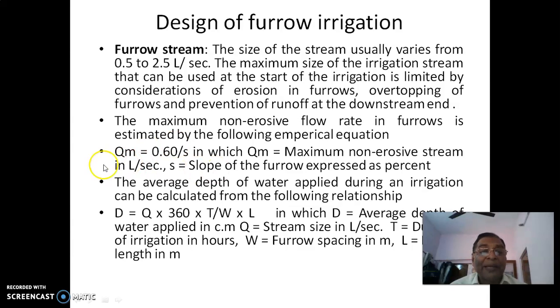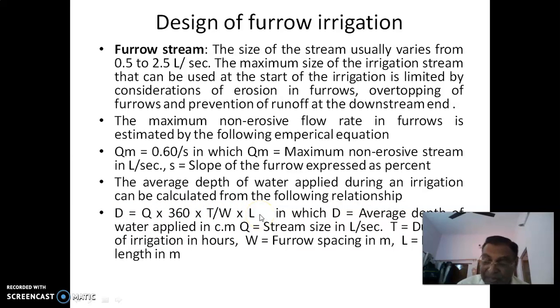That is the thing. The average depth of water applied during an irrigation can be calculated from the following relationship: D = (Q × 360 × T) / (W × L). D is the average depth of water applied in centimeters, Q is the stream size you want to select in liters per second, T is the duration of irrigation in hours, W is the furrow spacing in meters, and L is the furrow length. So these are the design parameters that are considered. Ultimately, the average depth of water applied can be given with this equation.